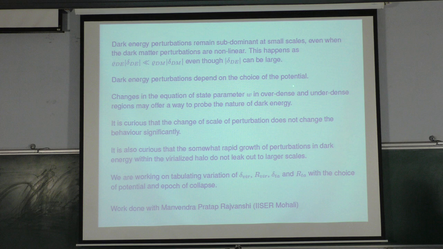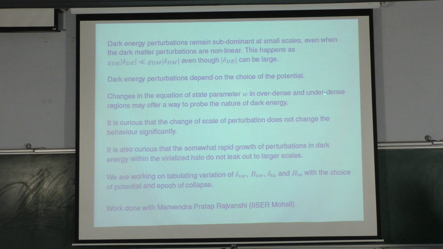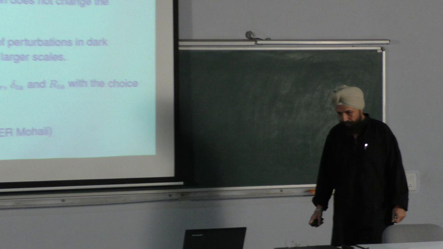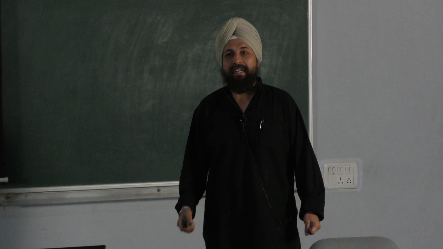Changes in the equation of state parameter W in overdense and underdense regions may offer a way to probe the nature of dark energy. This could happen via something like lensing, or this could happen via something more exotic, because in many models the coupling constants are related with the quintessence potential.